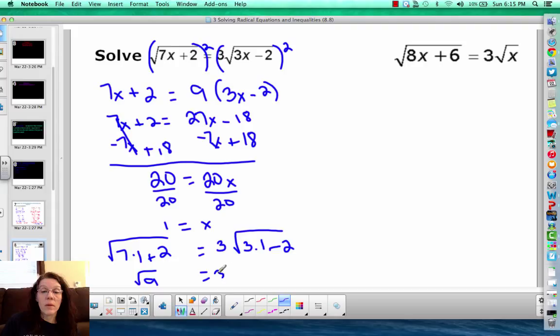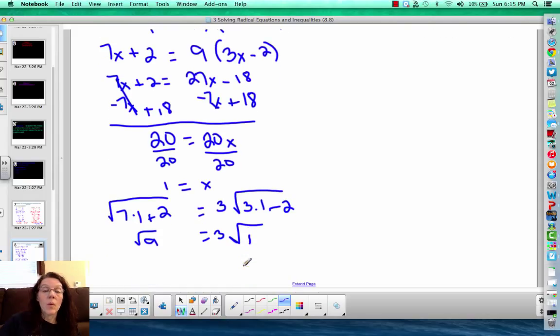This is 3. 3 times 1 is 3 minus 2. So we have 3 times the square root of 1. But what is the square root of 9? It's 3. 3 times the square root of 1 is 3. Are those the same? Yes, it checks.